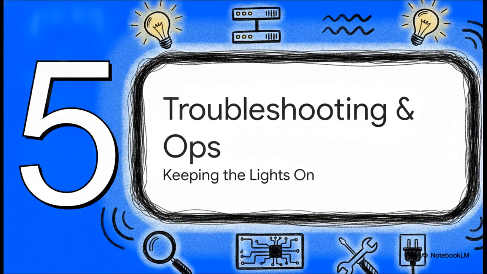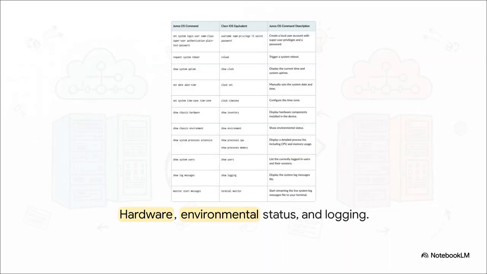Section 5. Troubleshooting and Operations. Keeping the lights on. When things go wrong, or honestly when you're just doing routine health checks, checking your hardware inventory in Cisco with show inventory becomes show chassis hardware in Junos. Checking your system uptime, show clock in Cisco, translates really nicely to show system uptime. It's actually highly intuitive once you realize Junos separates the physical chassis commands from the logical system commands.